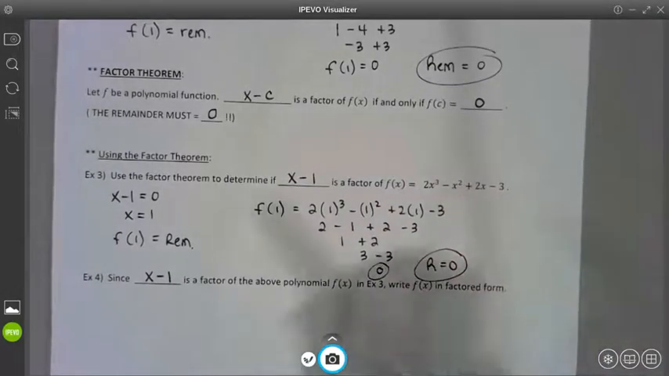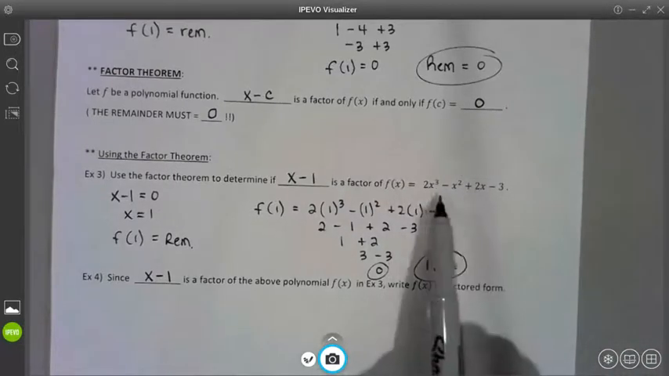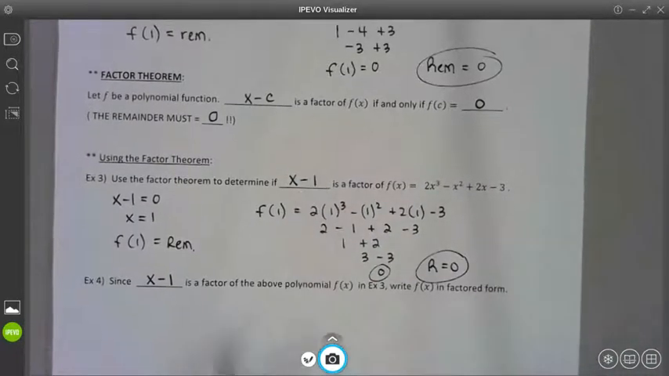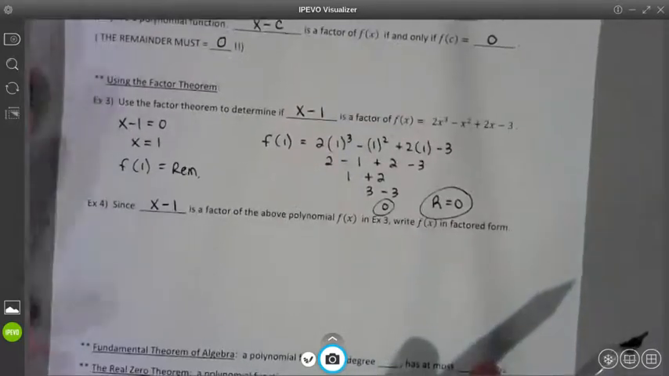So that means x minus 1 is a factor of that polynomial. If I was going to break it up into factors, x minus 1 would be one of them, okay? All right, so we know the remainder is 0. We know x minus 1 is a factor. All right, let's look at example 4.